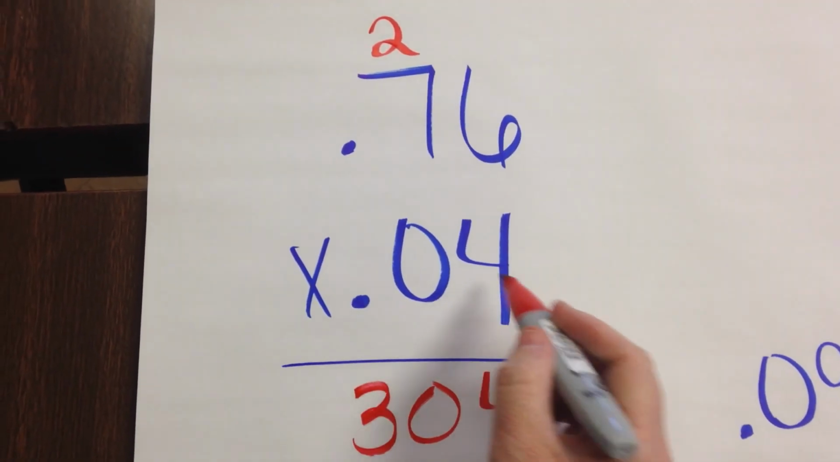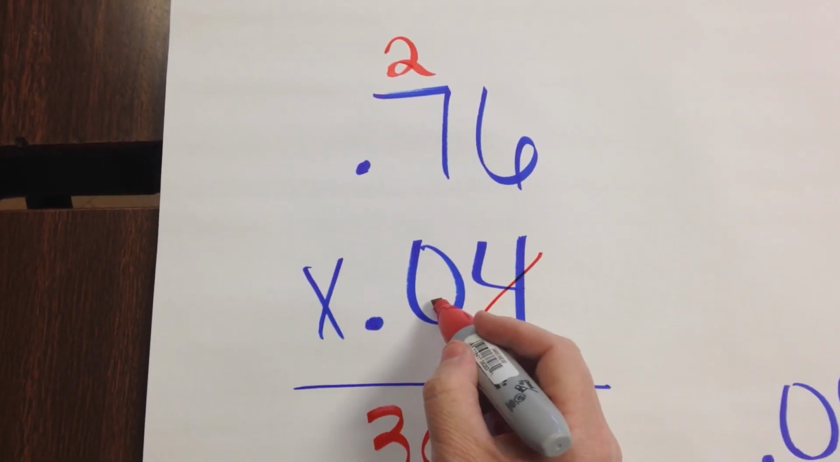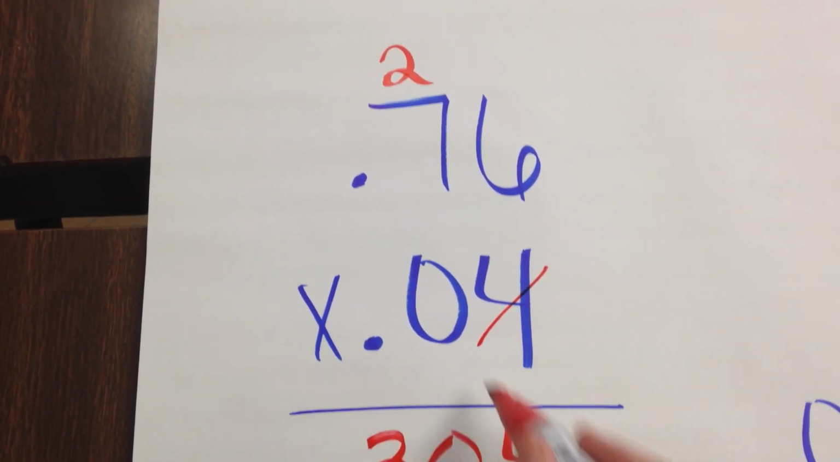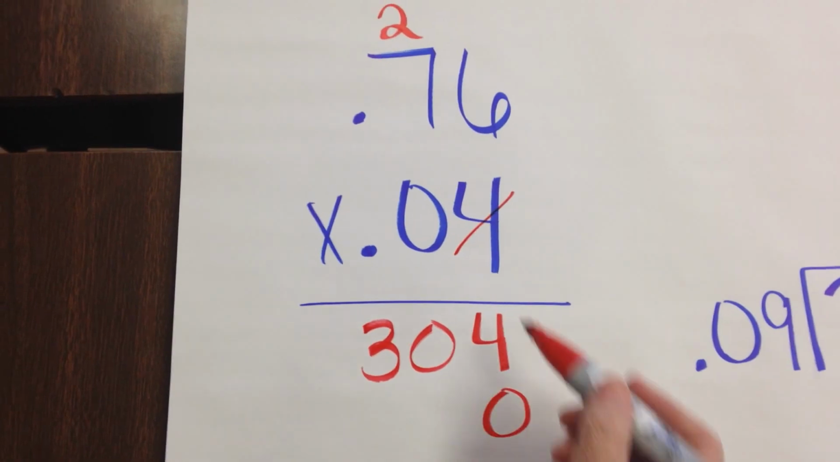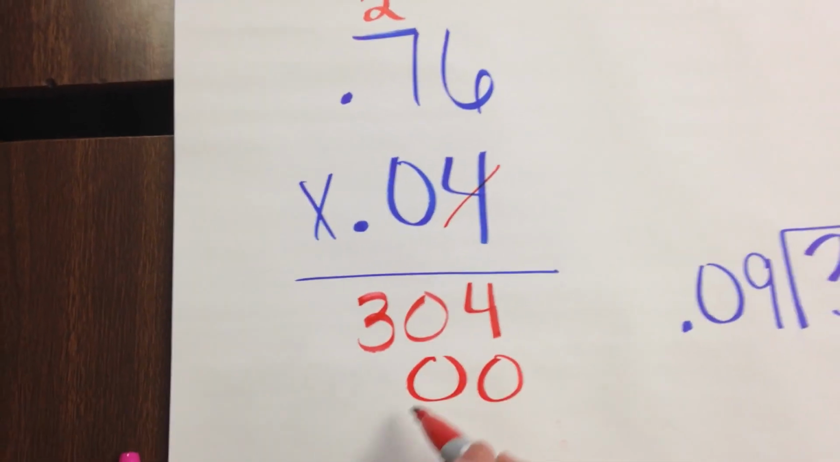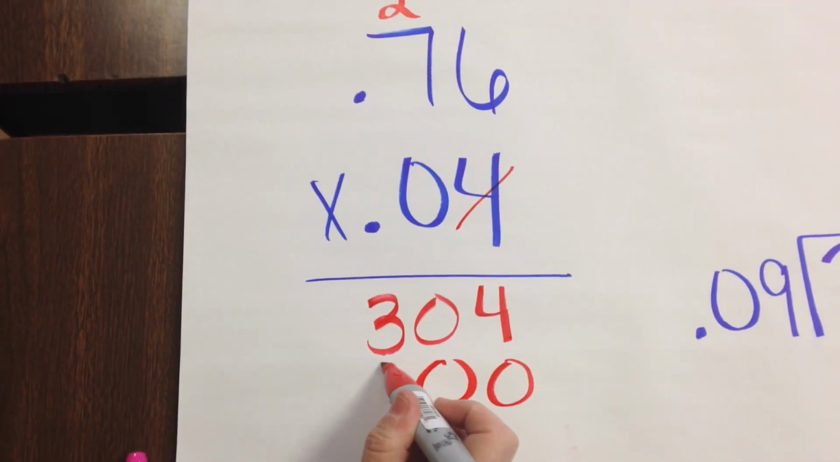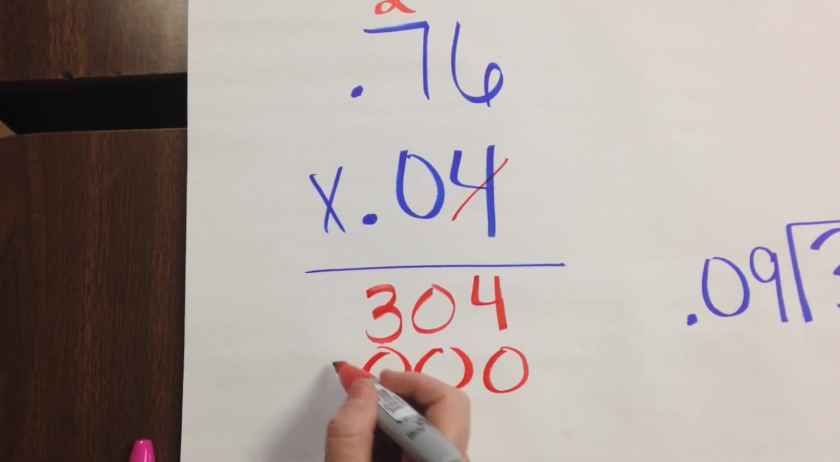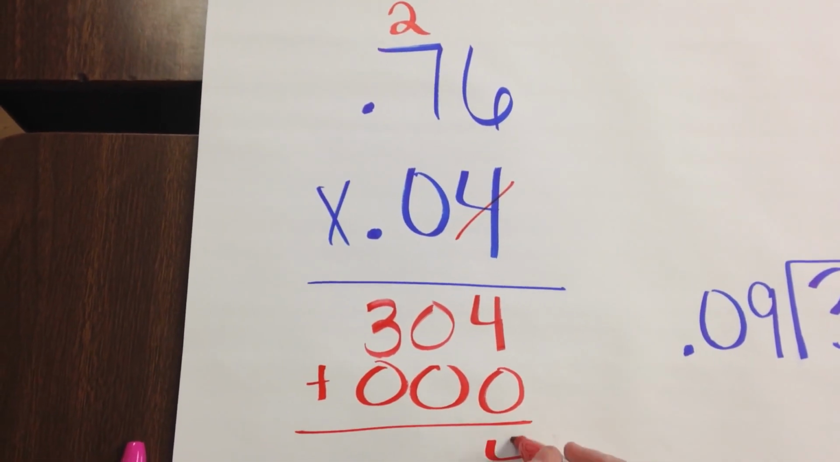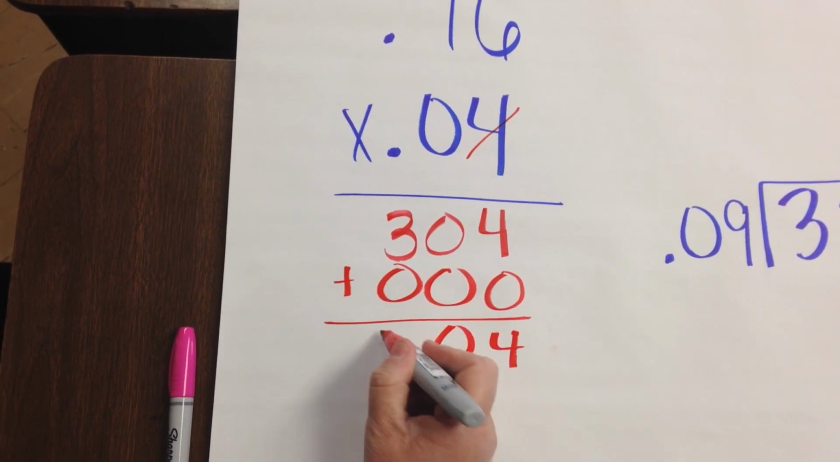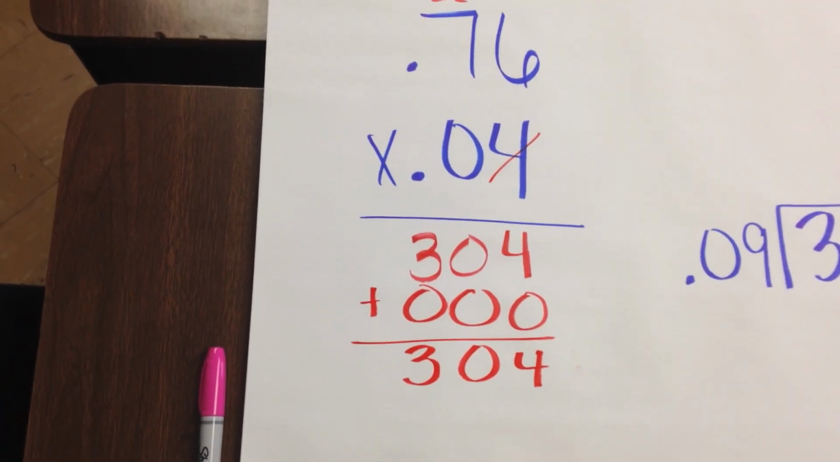Then we go down to the next spot here. And it's in the tens place. We put a 0 first. We always put a 0. We say 0 times 6 is 0. 0 times 7 is 0. That's all I have. So I add these up. A 4, a 0, and a 3.